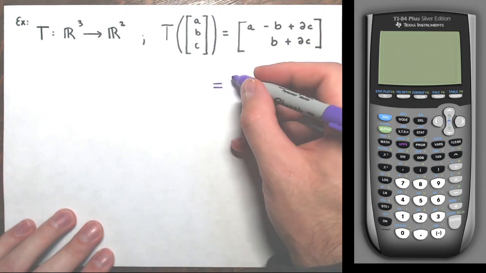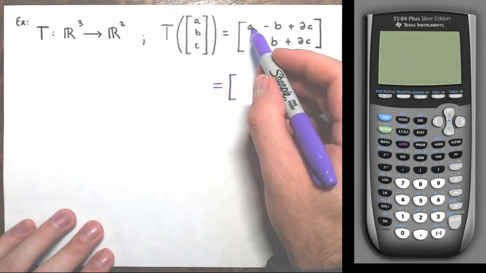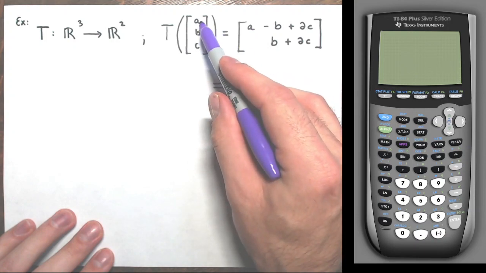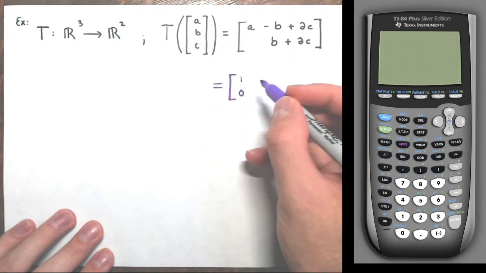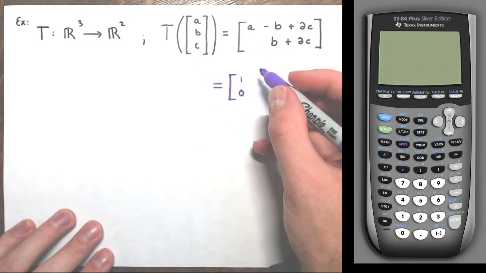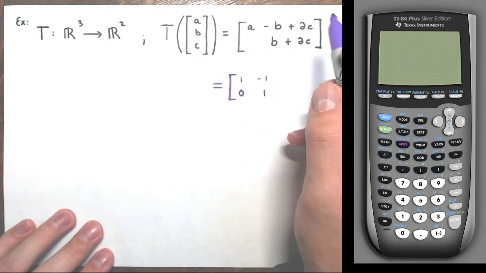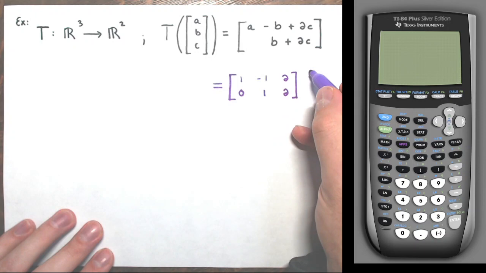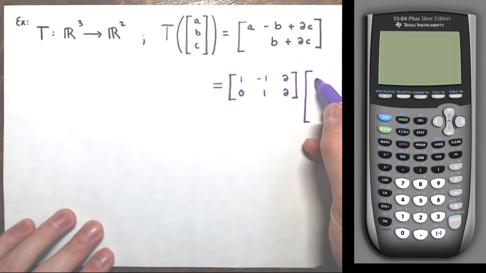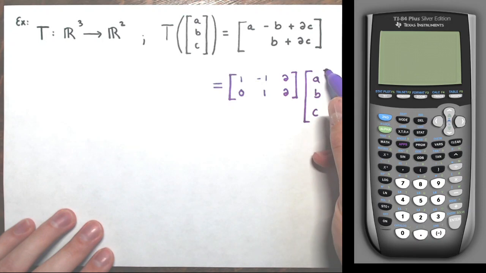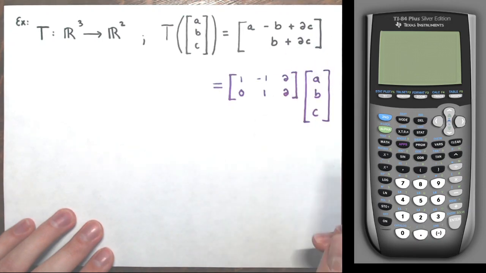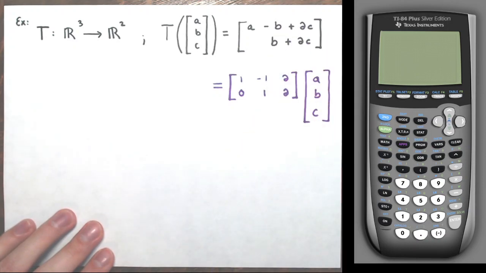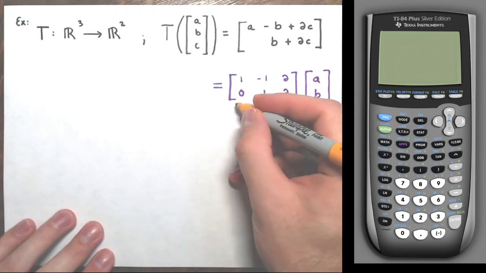All right, so this is going to be a 2 by 3 here. Down the first column, the coefficients of the first input variable A: 1 then 0. Down the second column, the coefficients of B: -1 then 1. Then the coefficients of C: 2 then 2. And then this matrix multiplied by the input vector ABC will give me this output. And you can double check: take this 2 by 3 times this 3 by 1, you'll get this 2 by 1. All right, so here is our standard matrix.